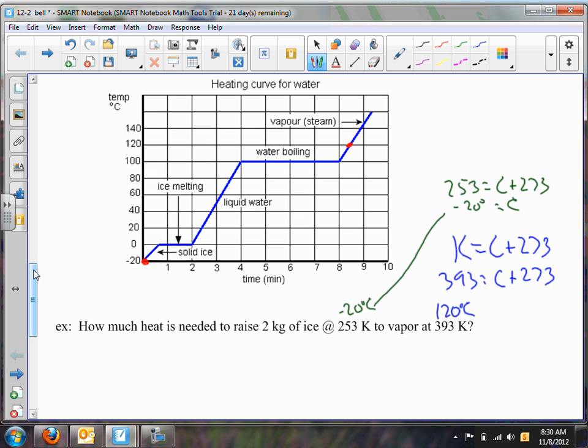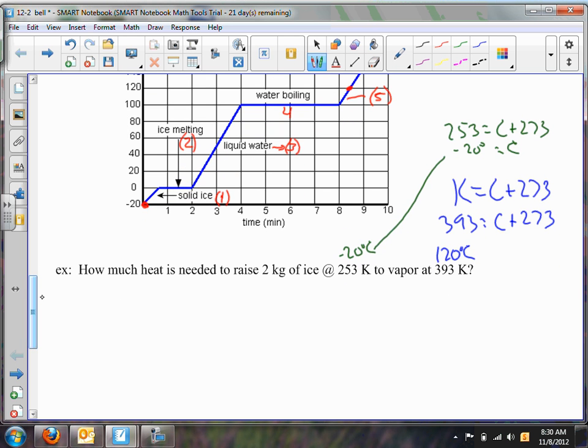We have the part where we have the solid ice. Then we have the amount of heat when the ice is melting. Then we have the amount of heat to raise the temperature of the liquid water. Then we have the amount of heat where the water is boiling. And finally, the amount of heat to raise the temperature of the steam. So it's really a 5-part problem. And let's start with the first one.